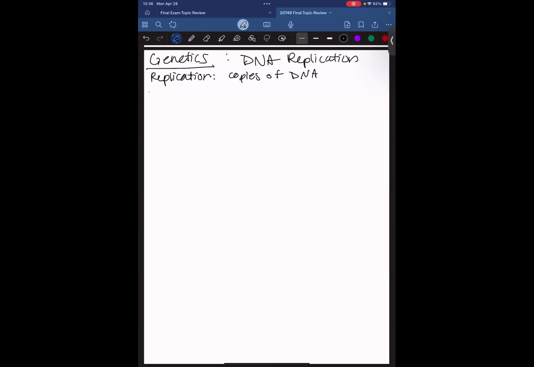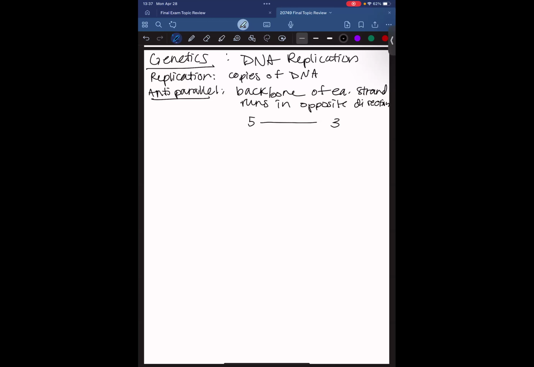So DNA is what we call anti-parallel. The backbone of the DNA molecule runs in opposite directions on each strand. So this is where we have one strand running from the 5' to 3'. The other one runs in the opposite direction.